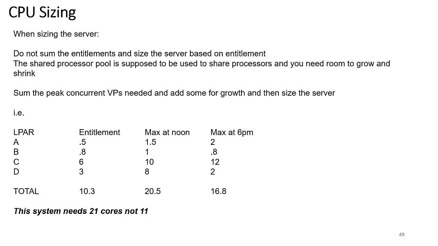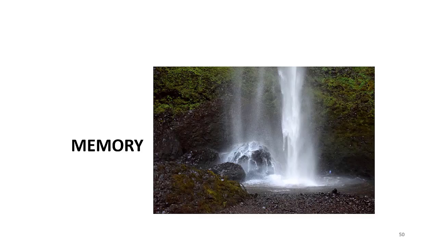So somebody looking at this might have said, well, if I look at the entitlements, and I see people do this all the time, they sum the entitlements, I only need 11 cores. But actually, if you look at this, at noon every day, those 4 LPARs peak at 20.5 cores. You need 21 cores to run this workload. Never, ever size by entitlement. At this point, we're going to move forward and we're going to start to talk about memory.